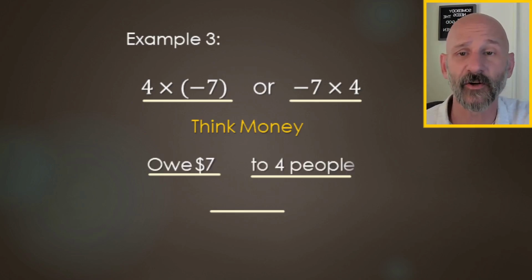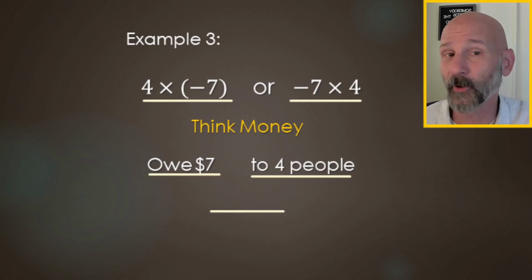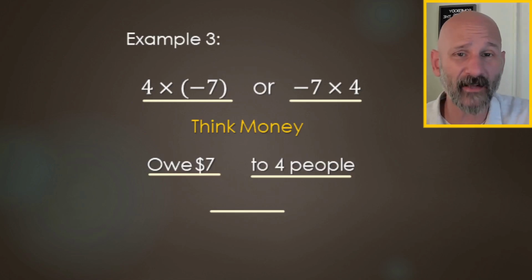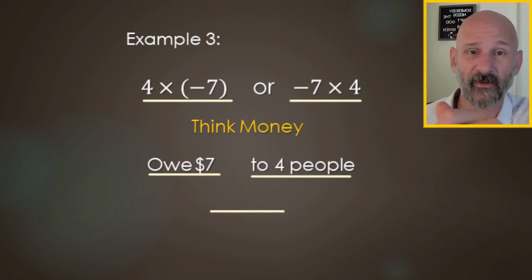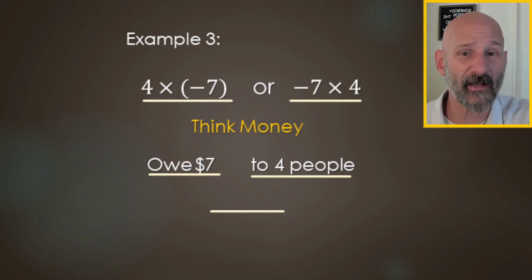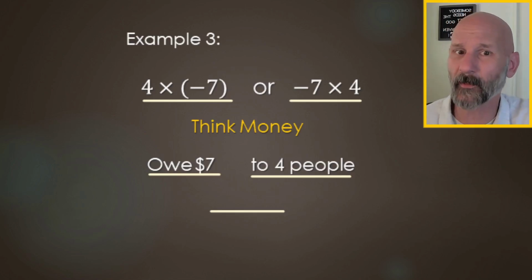So in this case here, we have that the -7 means you owe $7, and then the 4 means you owe it to 4 people. So 4 people loaned you money, or you have to pay back $7. So you have to pay 7, pay 7, pay 7, pay 7 to 4 people. You got to pay a bunch of money back, right?